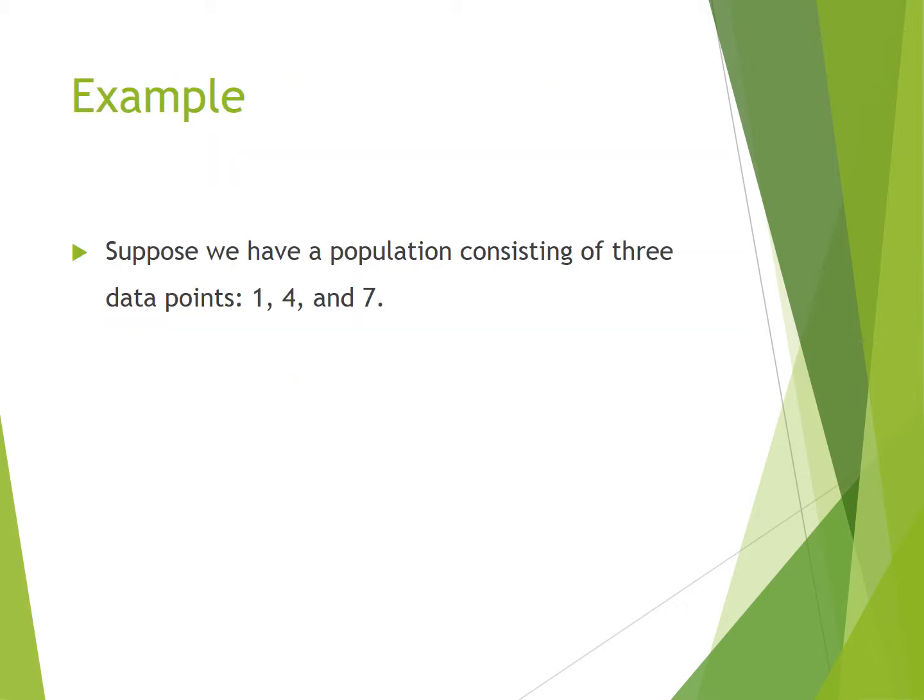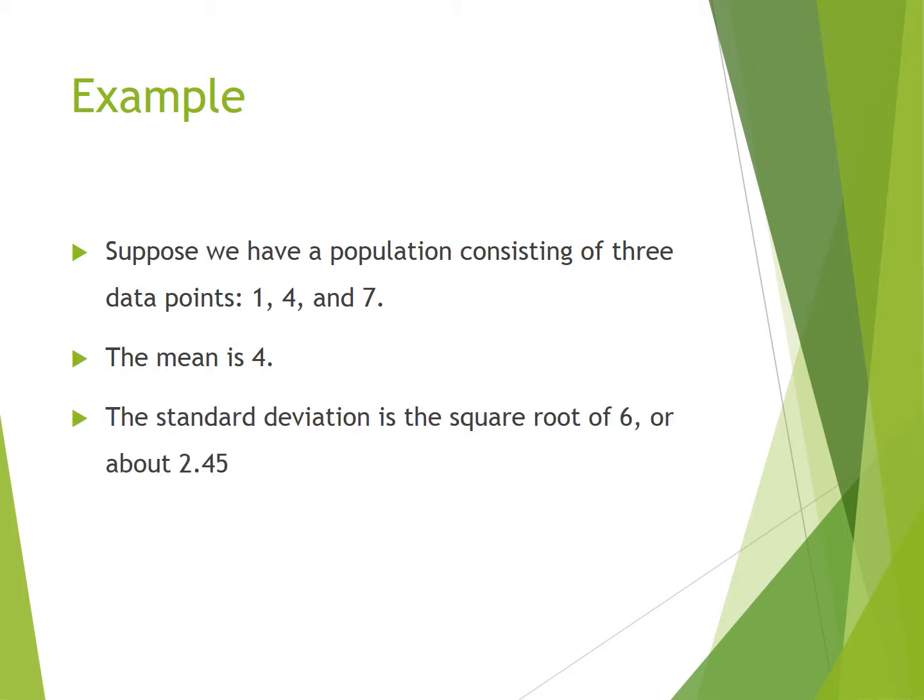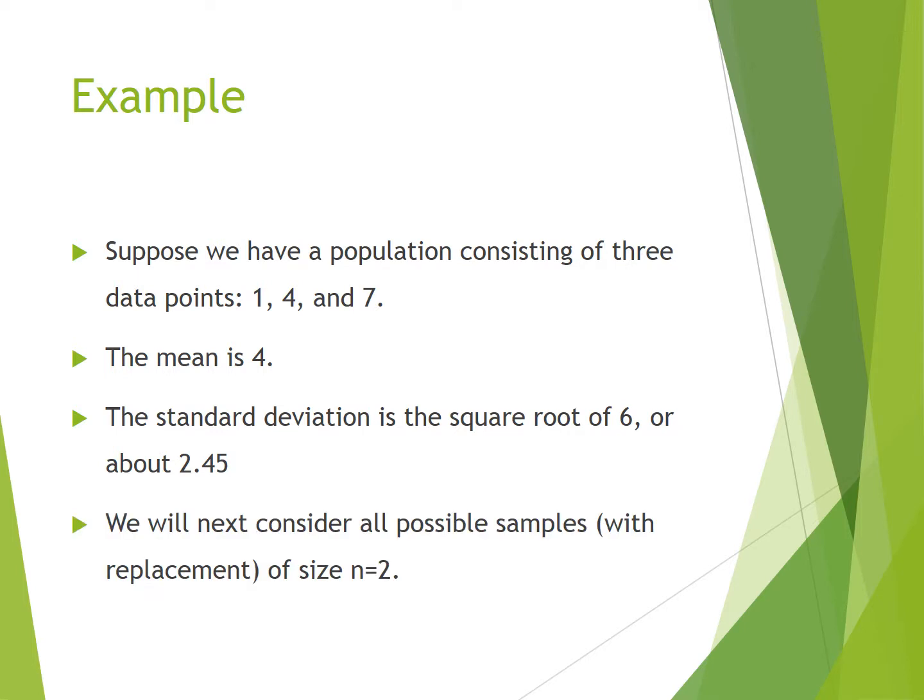For example, suppose we have a population consisting of 3 data points, 1, 4, and 7. The mean of this is 1 plus 4 plus 7 divided by 3, which is 4. The standard deviation, if you use the formula for standard deviation, you would get that it is about 2.45. And now we're going to consider all possible samples with replacement of size 2.